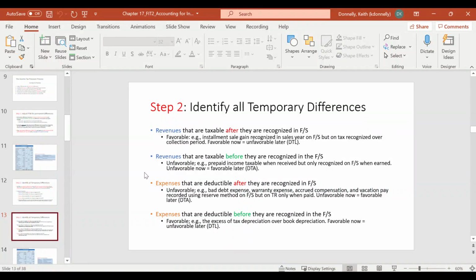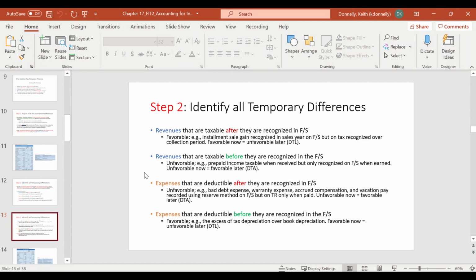Here's the idea with an installment sale. Let's just say you sell something where they're going to make multiple payments to you. Hey, buy this from me for $100. You can pay me $25 a year. My basis in this thing was maybe $60. So, I sold it for $100. My basis was $60. I have a $40 gain. On the financial statements, you recognize that $40 gain in the year of sale.